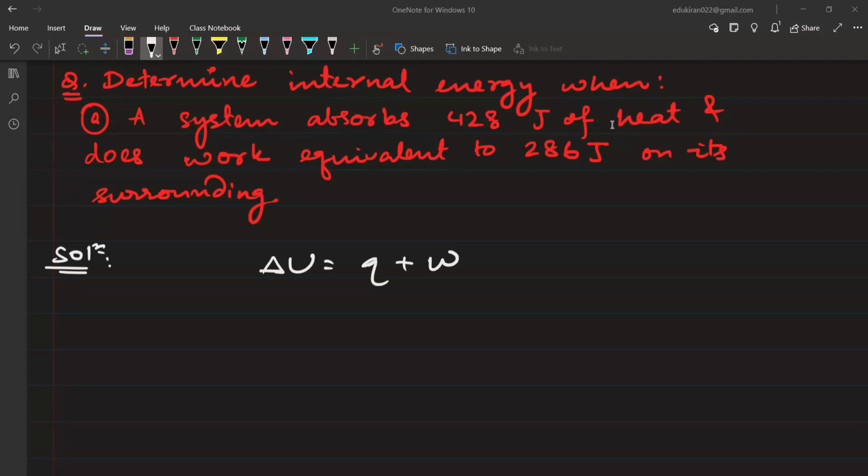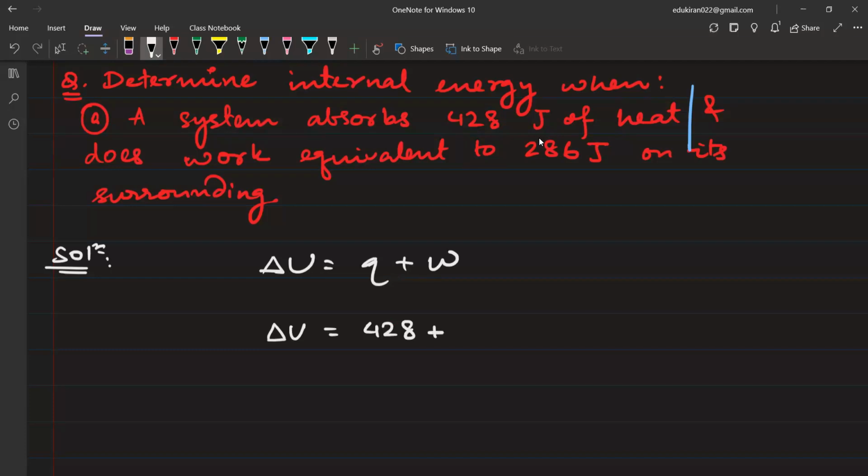ठीक है, थोड़ा सोच के बताइए। सबसे पहले सिस्टम एब्जॉर्ब्स 428 जूल ऑफ हीट। तो क्या हो रहा है, सिस्टम को दी जा रही है कुछ या सिस्टम से ले लिया जा रहा है कुछ? दिया जा रहा है। तो पॉजिटिव या नेगेटिव? पॉजिटिव। तो 428 विल बी इन पॉजिटिव, ठीक है ना?